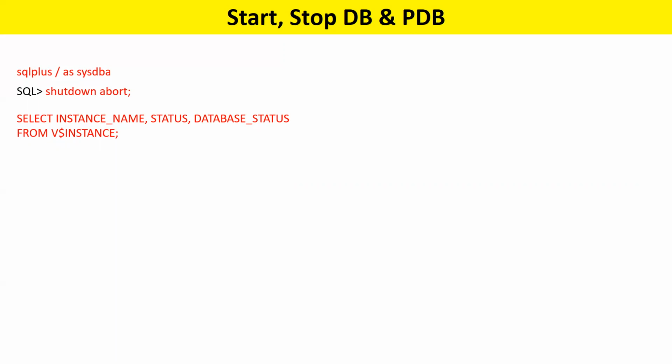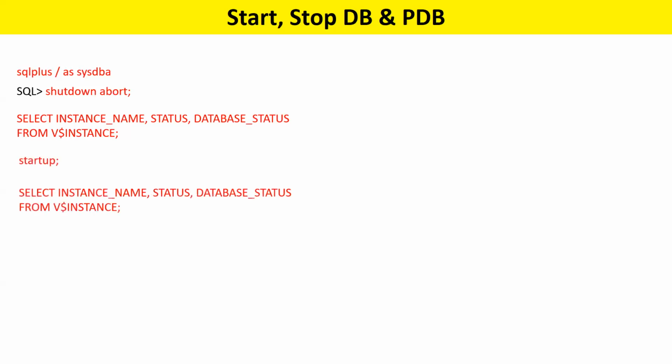Now this is the scenario where you may need to shut down your database as well for certain kinds of maintenance purposes. But make sure in that case, if you are going to shut down your database, then all the PDBs will go down. None of the PDBs will be accessible. So for that, log into your database with the help of SQL Plus / as sysdba, and then run the command shutdown abort. So the shutdown abort command will shut down your complete database. That means the complete database, main database, centralized database, along with all the PDBs. And you can check the state of your database with the help of this particular query.